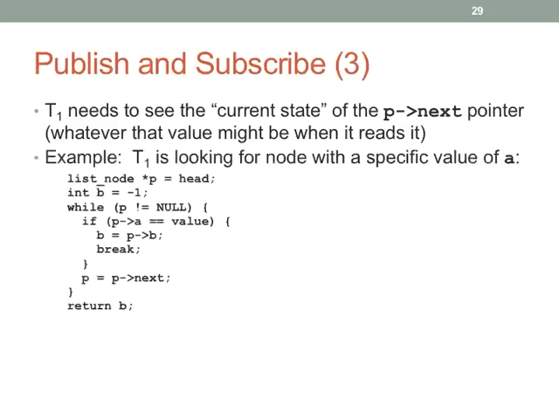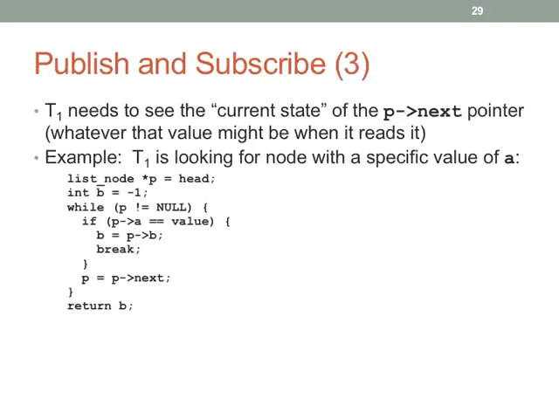So this is what we had. We had T1 looking for a node with a specific value of A. So we get the head pointer. We start with b being -1 because let's say we're retrieving b out of the node with a specific a, and we say if p arrow a is the value, then we pull out the b and break out of our loop. Otherwise, we go to the next node.